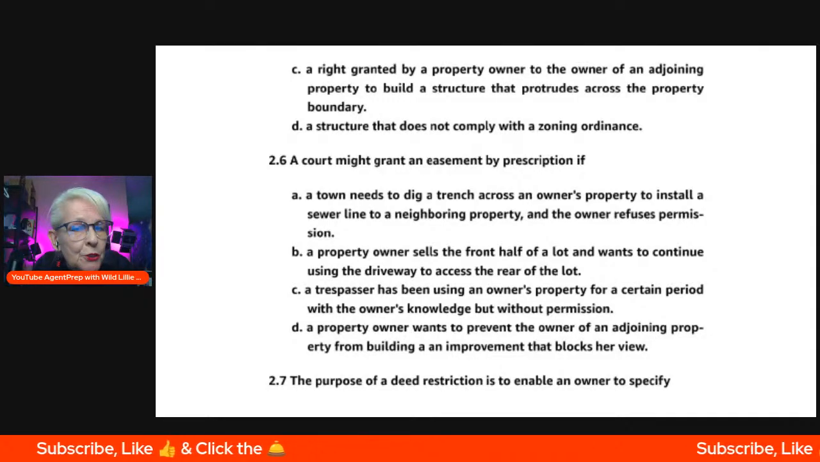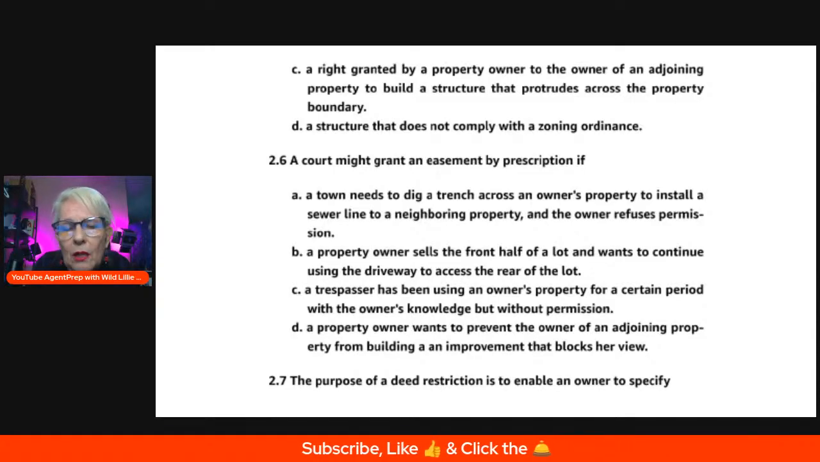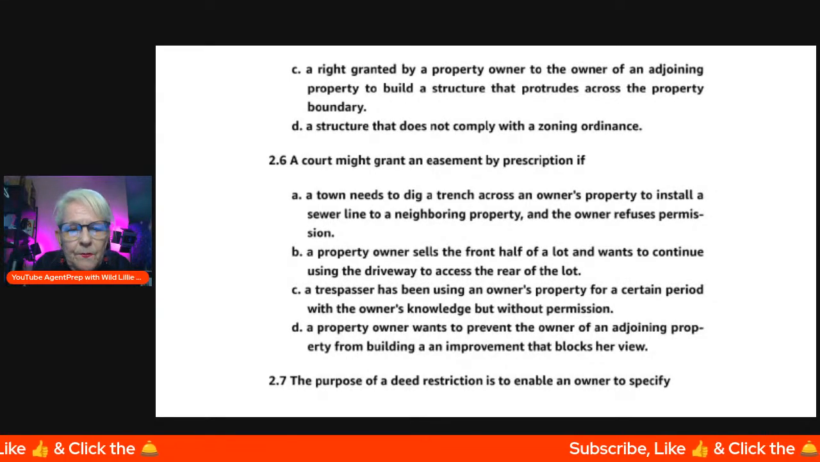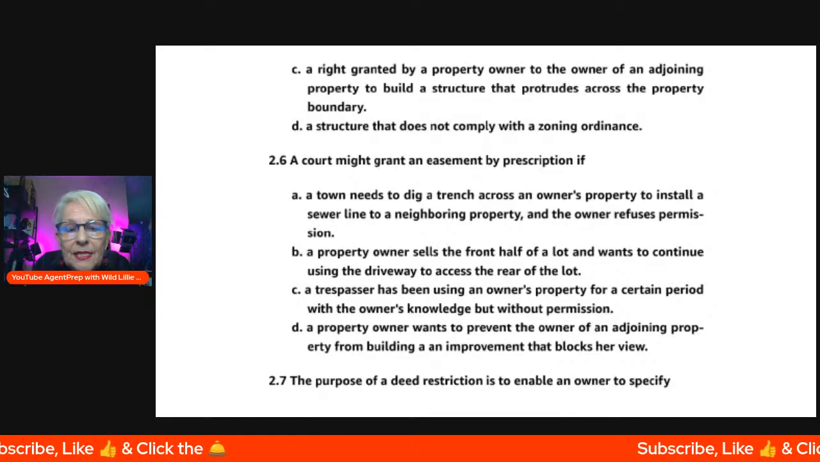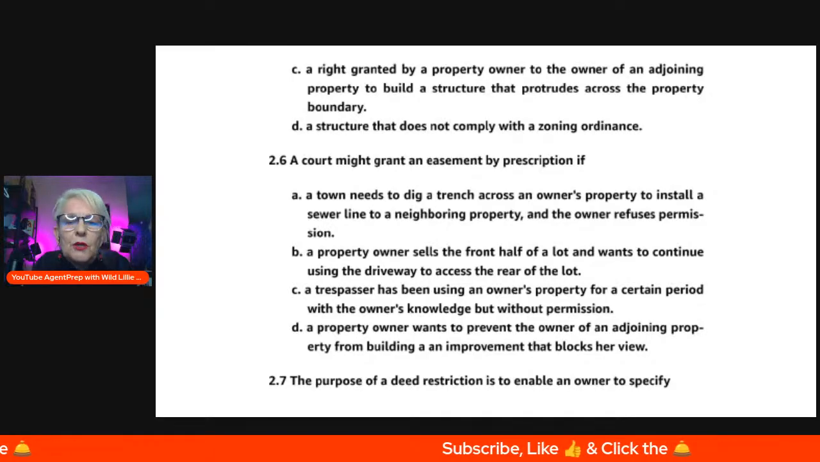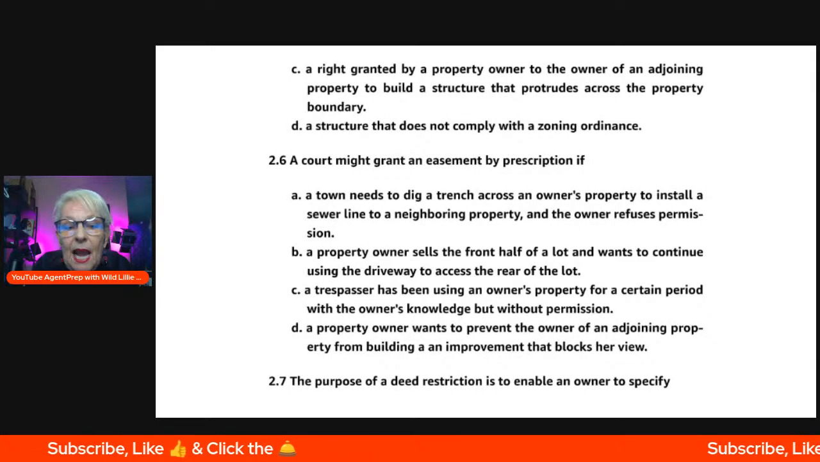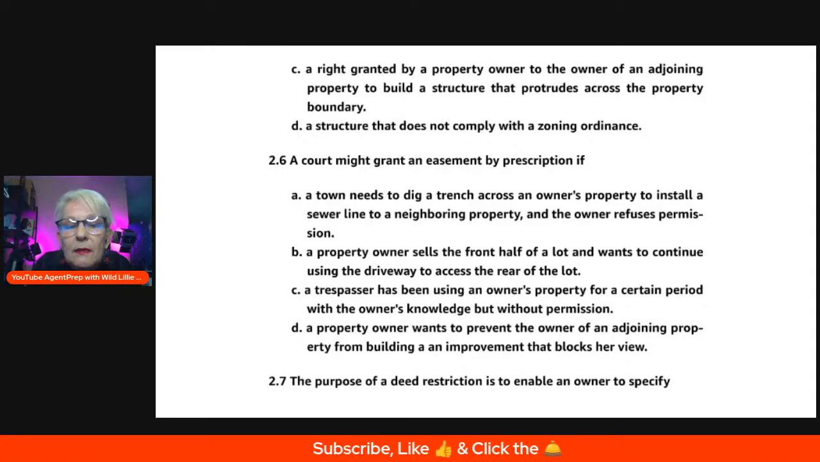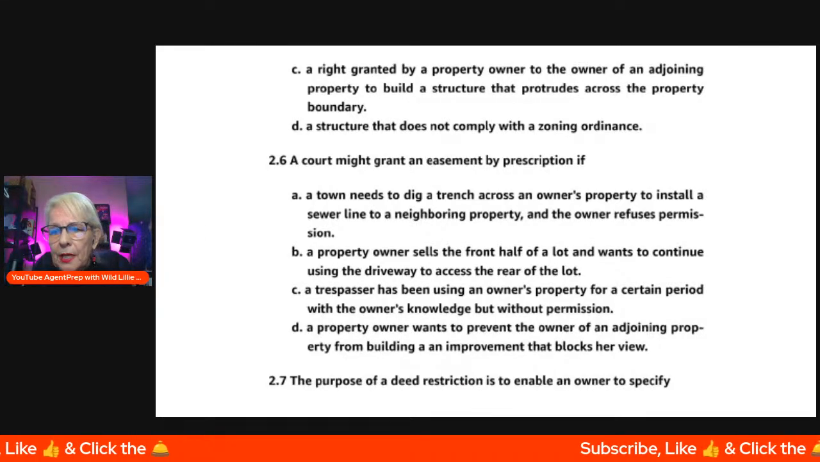Okay, we just had one question on that. A, if a town needs to dig a trench across the owner's property to install a sewer line to a neighboring property and the owner refuses permission. B, a property owner sells the front half of the lot and wants to continue using the driveway to cross the rear of the lot. C, a trespasser has been using an owner's property for a certain period of time with the owner's knowledge, but without permission. D, a property owner wants to prevent the owner of an adjoining property from building an improvement that blocks their view. So what do you think the answer is here?